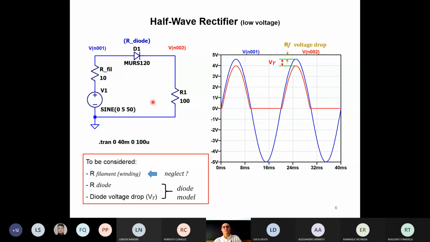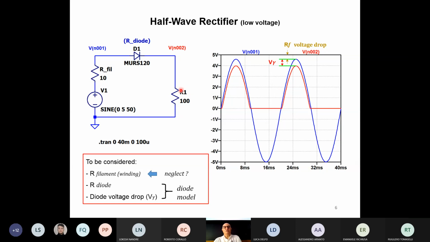Only during the negative peak, when the diode is open, there will not be any drop across the filament resistance, and so we'll get again -5 volts. Okay, so what is the effect of considering the filament resistance? The effect is the voltage at the output of this real generator, we'll say it is a real generator, will be lower than what we expected. It's no longer 5 volts, but is lower.